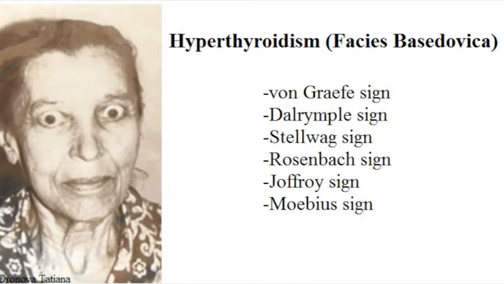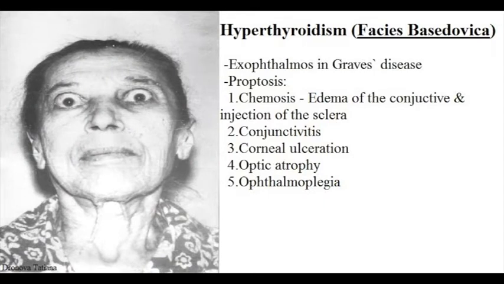Facies basedowica in hyperthyroidism. Many signs are found, for example, von Graefe sign, lag of upper eyelid in downward rotation of the eyes; Dalrymple sign, widened palpebral opening; Stellwag sign, rare blinking of lids; Rosenbach sign, tremor of eyelids; Joffroy sign, lack of wrinkling of the forehead when patient looks up; Moebius sign, inability to maintain convergence of the eyes.